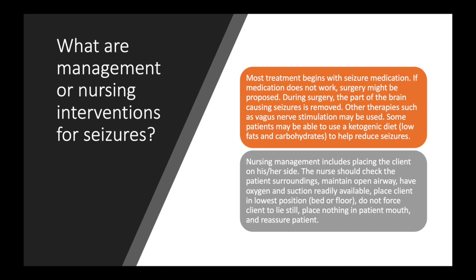With surgery, the area of the brain causing the seizures will be removed. Other therapies may be used, such as vagus nerve stimulation, which is when doctors implant a device underneath the skin of your chest, similar to a pacemaker. Wires from the stimulator are connected to the vagus nerve in the neck. This battery-powered device sends bursts of energy to the vagus nerve and brain to help reduce seizures. A ketogenic diet, which is low in fats and carbohydrates, can be used to help reduce seizures in some patients.